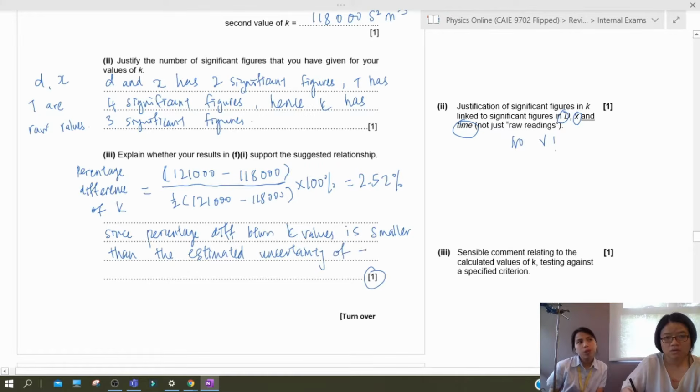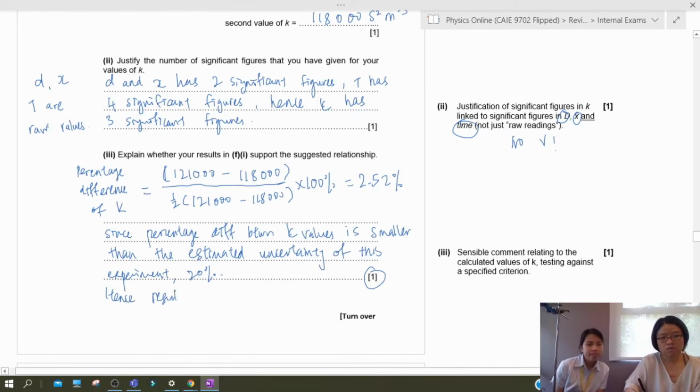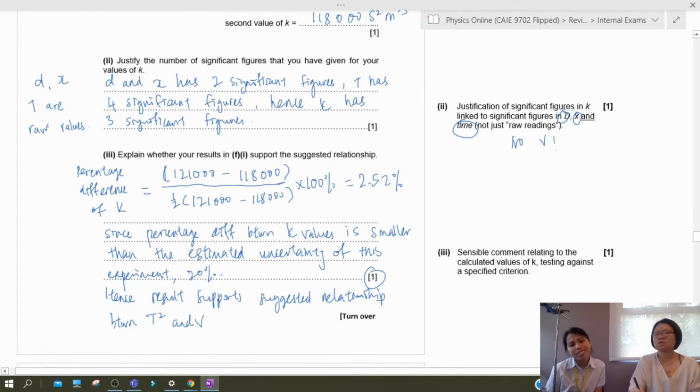Okay, so if your difference is smaller than uncertainty, how do we conclude? Well, you can say that, therefore or hence, your results support the suggested relationship between T squared and V. So this sentence is pretty much a standard pattern already. You just memorize the sentence, plug in your percentage can already. Or you find a lab partner who memorized and you just copy from her.